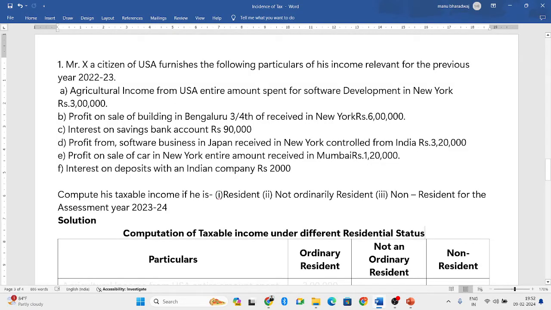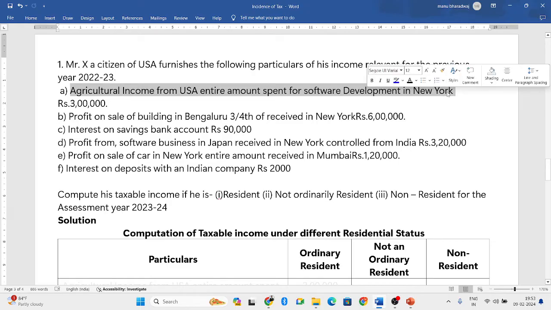Mr. X is a citizen of USA, furnishes the following particulars of his income relevant for the previous year 22-23. So our previous year is 2022-23. He is a citizen of USA. They have given all his income, whatever he had earned in the previous year. First one: agricultural income from USA, entire amount spent for software development in New York.